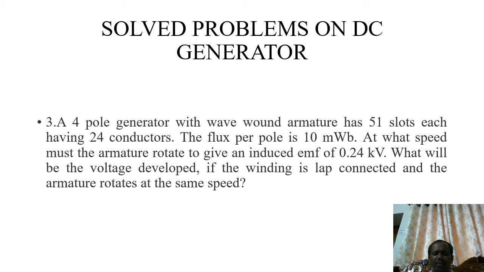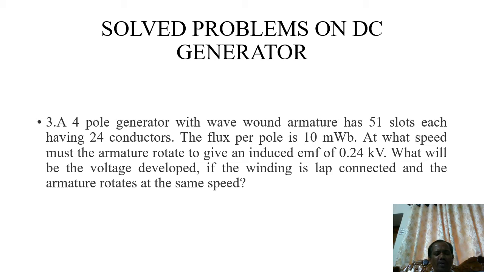At what speed must the armature rotate to give an induced EMF of 0.24 kilovolts? At what speed the machine rotates will it give the induced EMF of 0.24 kilovolts? What will be the voltage developed if the winding is lap connected and the armature rotates at the same speed?